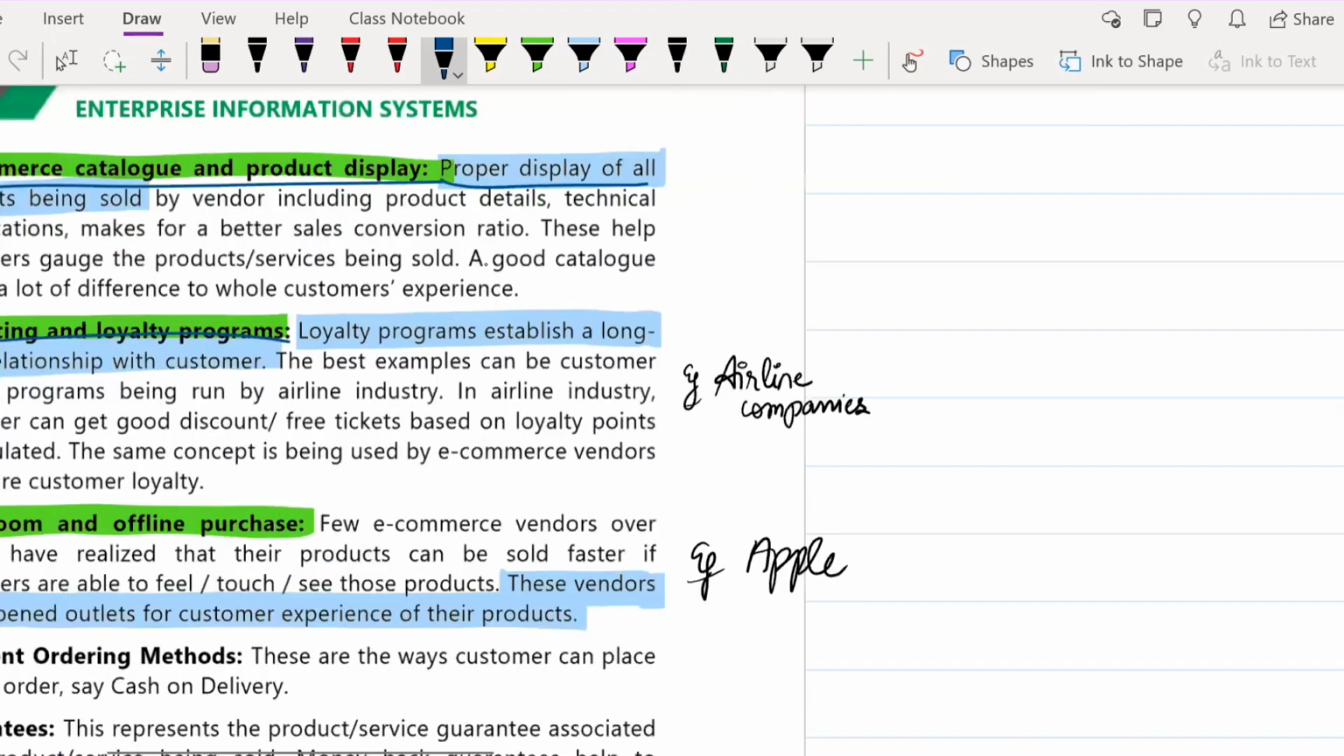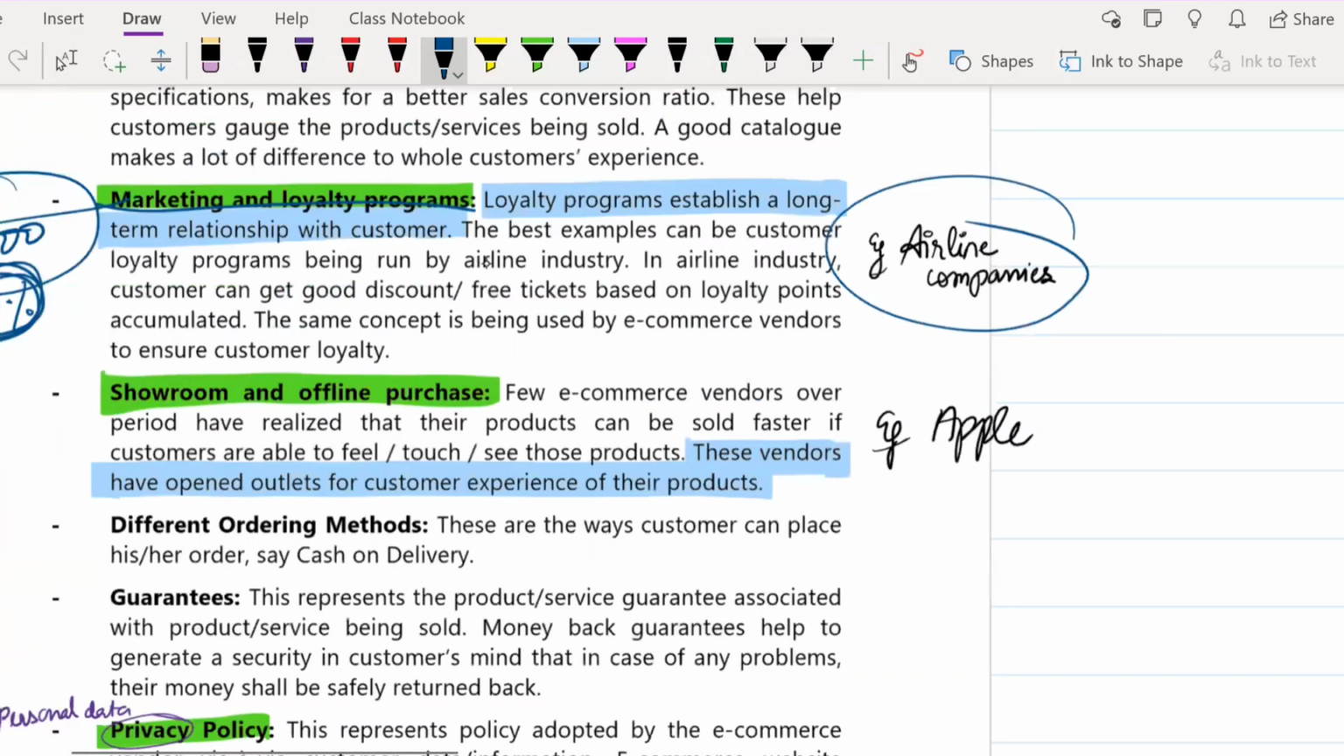The same happens with airline companies also. I'm not really sure whether it is Indigo or which airline company. If you are a very loyal customer to that particular airline and you have made a lot of ticket purchases, or flown on that airline a lot of times, they'll give you special VIP access to the lounge and all of those areas. Correct. So this is it.